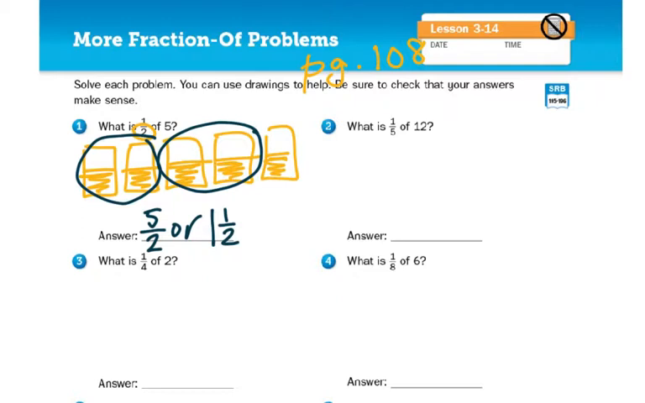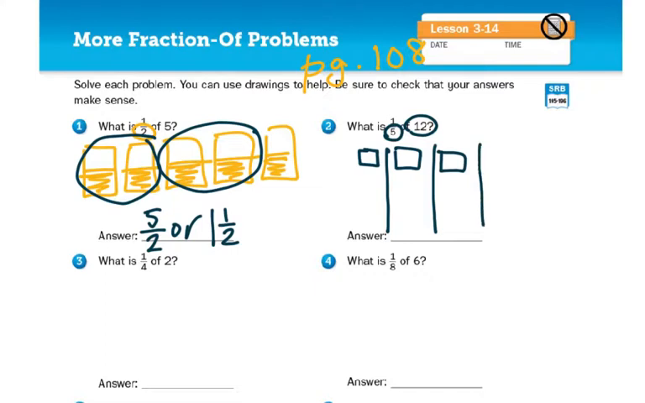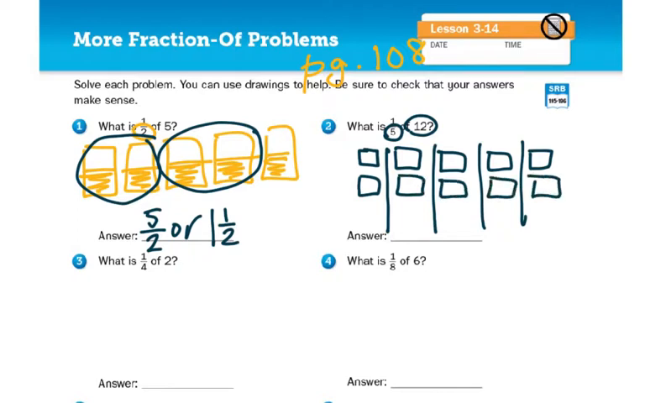Number 2, what is 1/5 of 12? Let's take 12 and divide it into 5 equal groups. So I'm going to make squares, and I'm going to put them into 5 equal groups. So 1 group, 2 groups, 3 groups, 4 groups. That's 5 squares, 6, 7, 8, 9, 10.